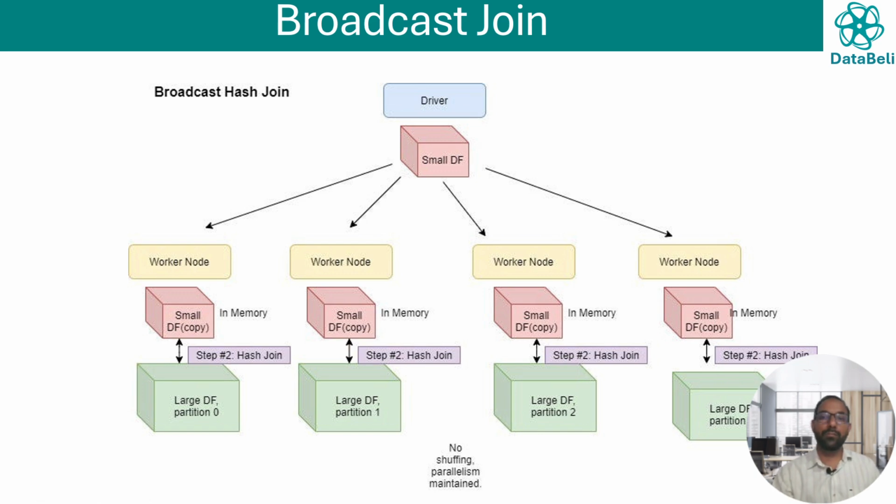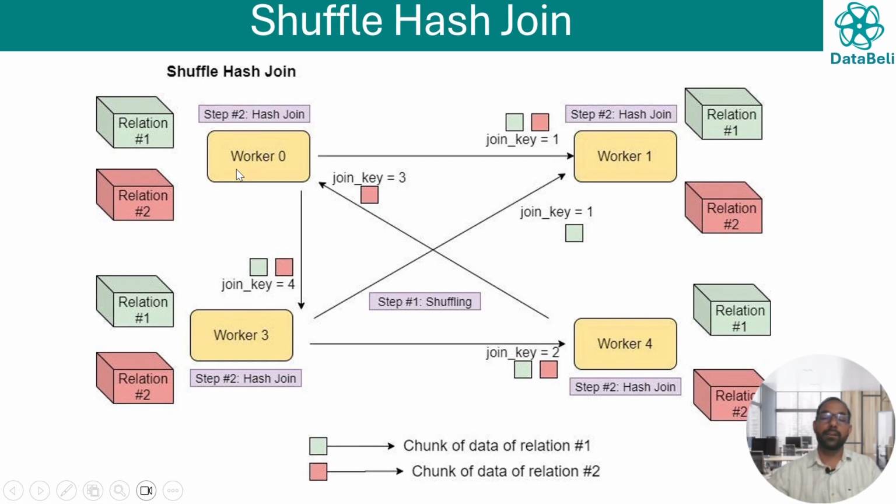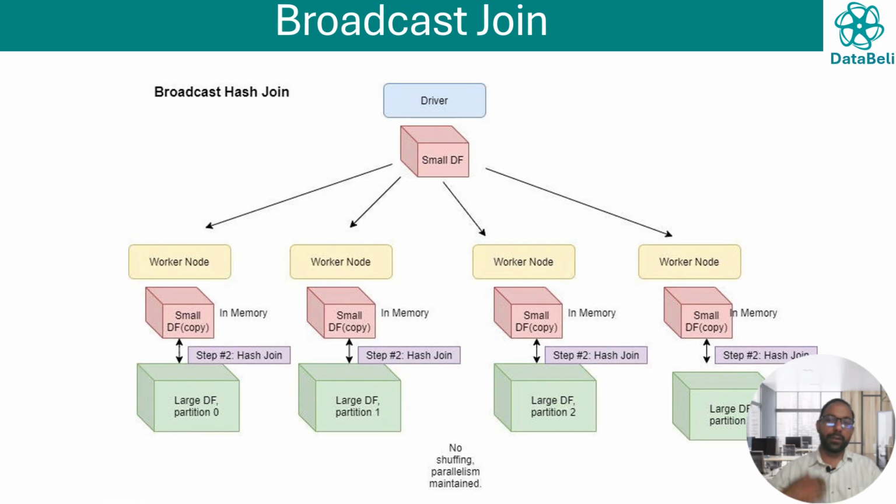Hi, now we will understand how exactly the join happens internally within PySpark or Spark. We will understand the two main join strategies used by Spark. One of them is broadcast join and the second one is shuffle hash join. We will understand these in detail, and then we will see practically how it is decided which type of join is used and how we can control which type of join shall be used.